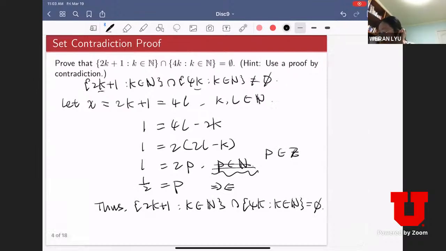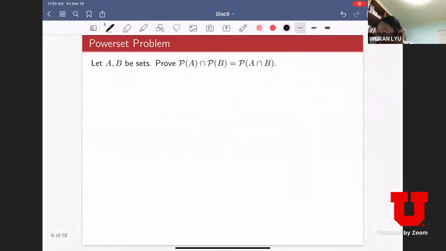Cool. So the next one is a power set problem. Prove that the intersection of these two power sets equals the power set of A intersect B. I will give you guys some minutes to work on this one.